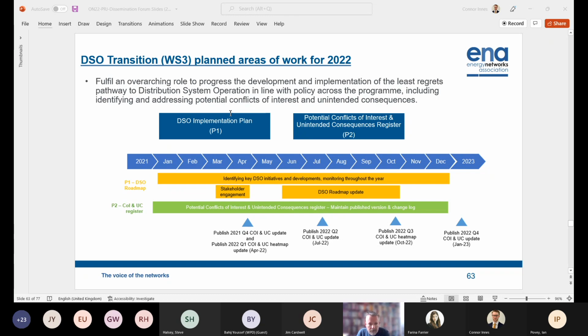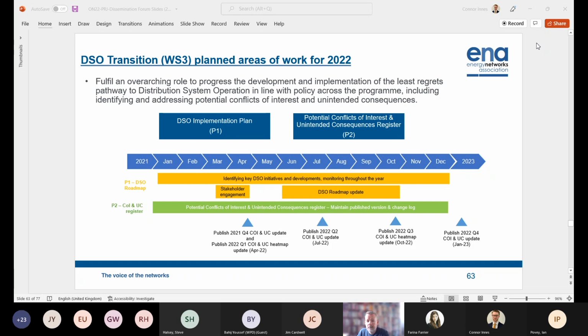So in this year, we're going to carry on identifying those key DSO initiatives and developments, and monitor throughout the year. We're carrying out some stakeholder engagement in the early part of this year to look at how we can best tailor the roadmap for people's consumption, see that it's easy to use and clear. And we're also updating the potential conflicts of interest and unintended consequences register as well, and maintaining that published version.